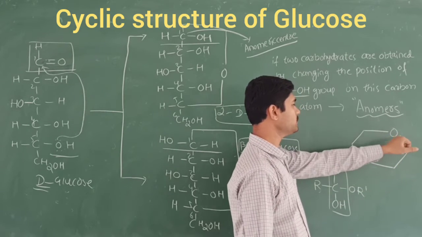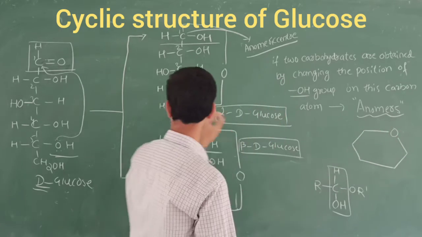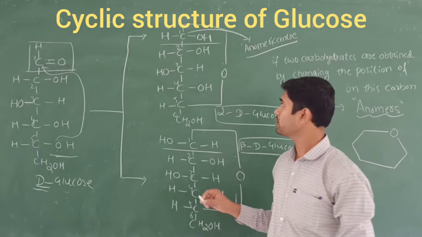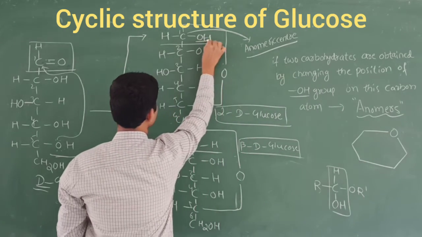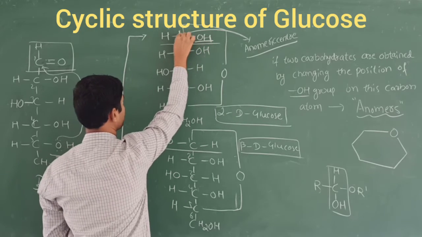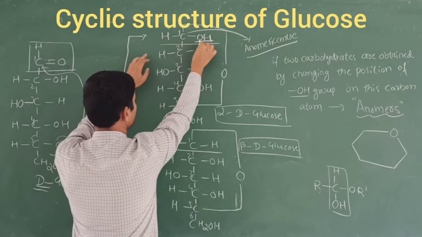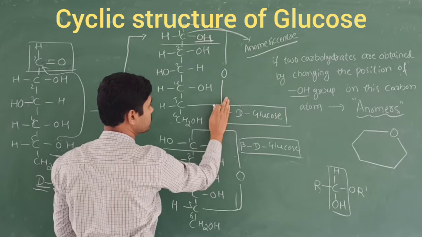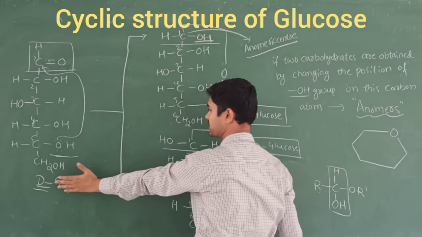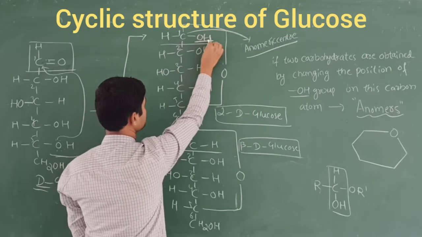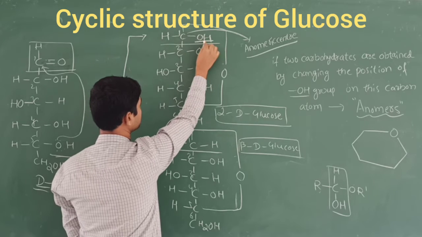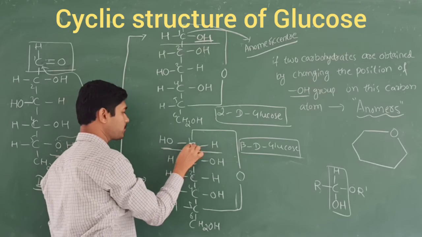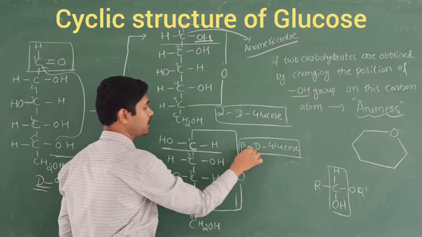Instead of one carbon atom, an oxygen atom will be there, along with conversion of the CHO unit into CHOH. In this structure, we consider the OH group attached at the first carbon. If this OH group is written on the right-hand side, that is called alpha D-glucose. D-glucose means this is the main parent chain. So the OH group beside the first carbon, that is called alpha D-glucose. Whereas writing this OH group on the left-hand side of this carbon is called beta D-glucose.